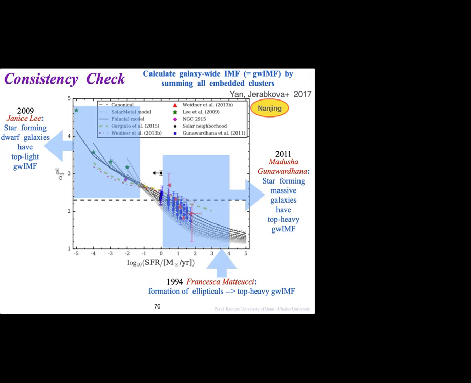So I wonder, if you use a specific star formation rate, is there any clear relation between the slope, the alpha 3, and the specific star formation rate? Yeah, so this is a very interesting line of thought.